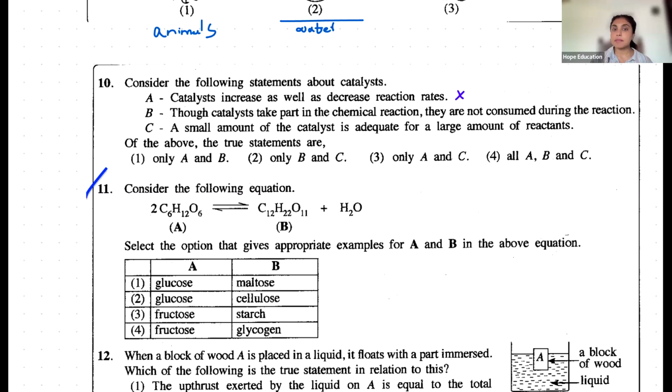Though catalysts take part in the chemical reaction, they are not consumed during the reaction. That is true. That is one of the significant features of catalysts, right? They participate in the chemical reaction but they are not consumed. C, a small amount of the catalyst is adequate for a large amount of reactants. That is also true. So B and C, the second one is the correct answer.